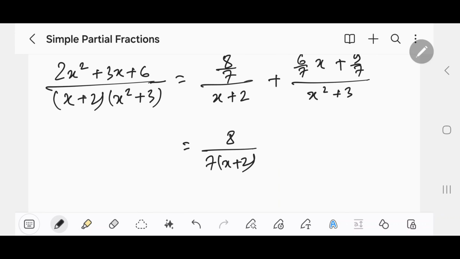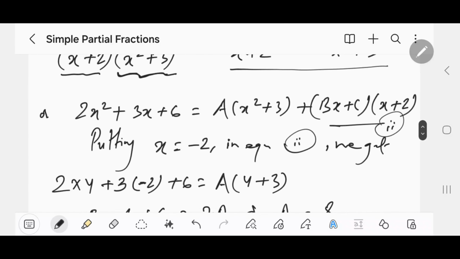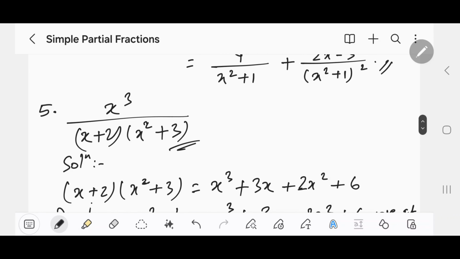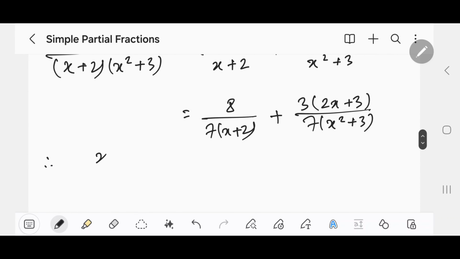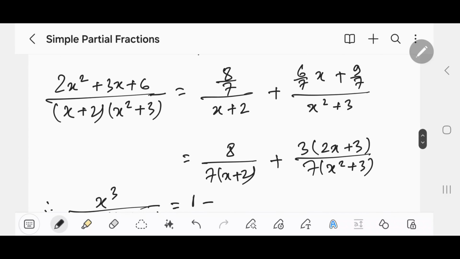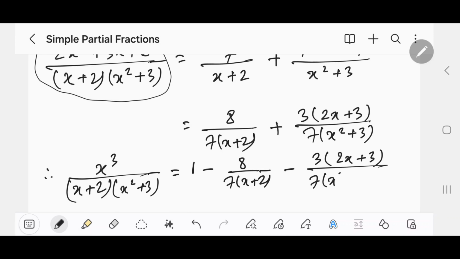2 plus, we have 6 and 9, we can take common 3, so that is 3 times (2x plus 3) divided by 7 times (x square plus 3), right? And finally we can write the given question, this one, x cubed by (x plus 2) into (x square plus 3). Therefore x cubed by (x plus 2) into (x square plus 3) is 1 minus this term, right? And this term is equal to these partial fractions, 1 minus 8 by 7 times (x plus 2) minus 3 times (2x plus 3) divided by 7 times (x square plus 3). This is the final solution.